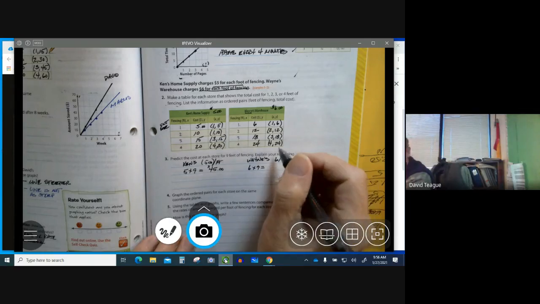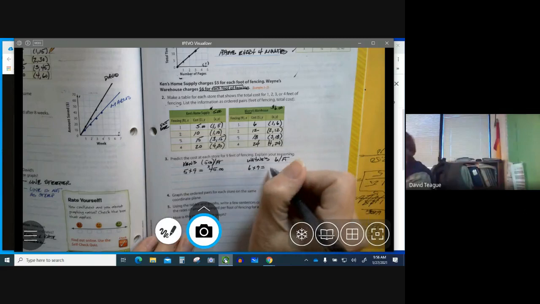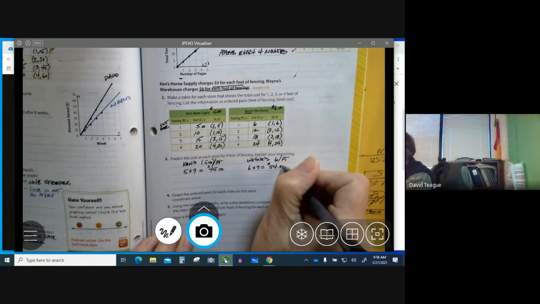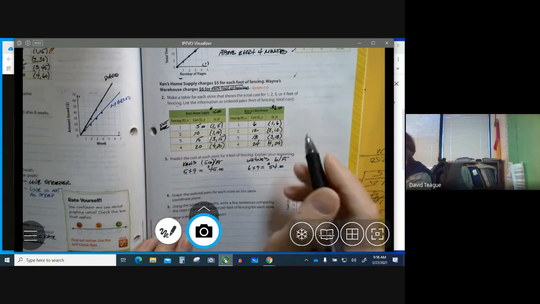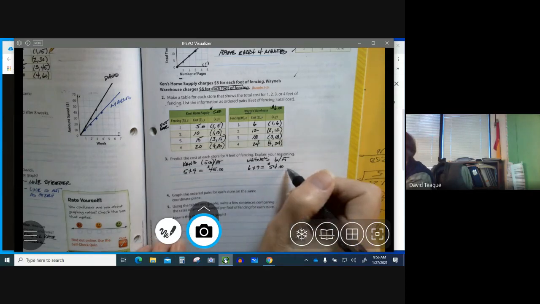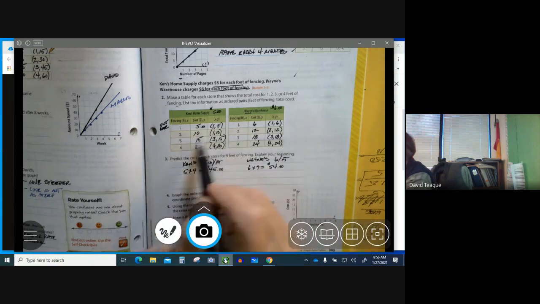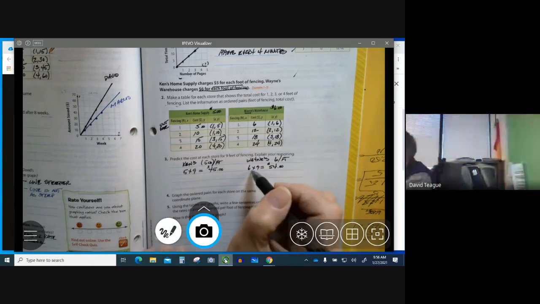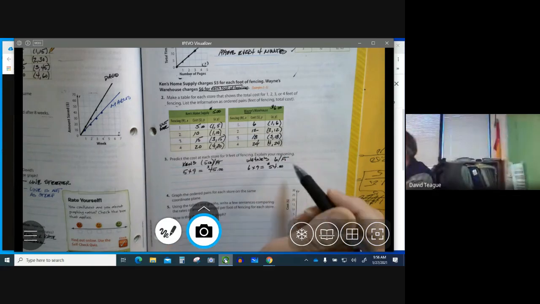6 times 9 is 54. So that's the cost at Wayne's. Okay, because we know what our unit rate is, so we just have to multiply the number of feet we want times the cost, and we can get our cost.